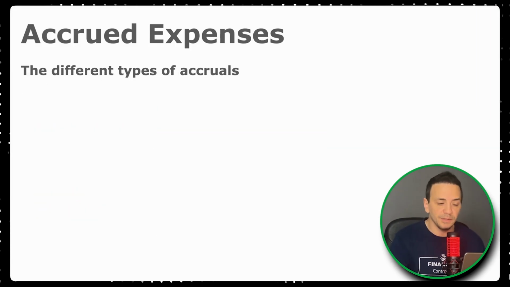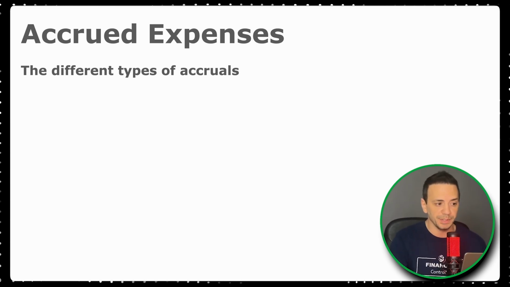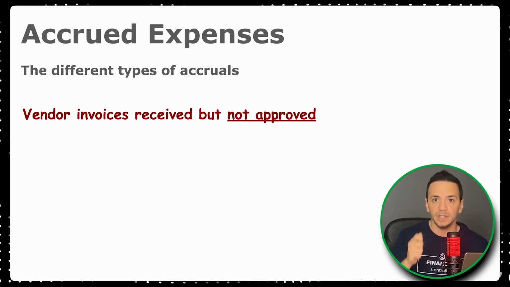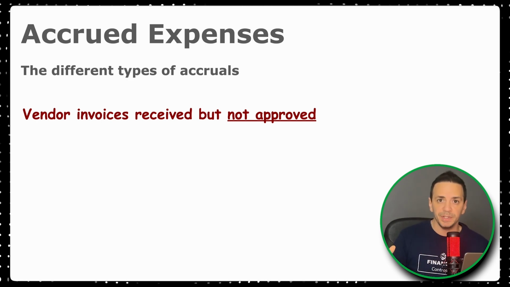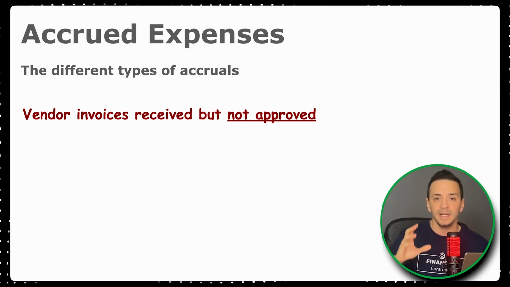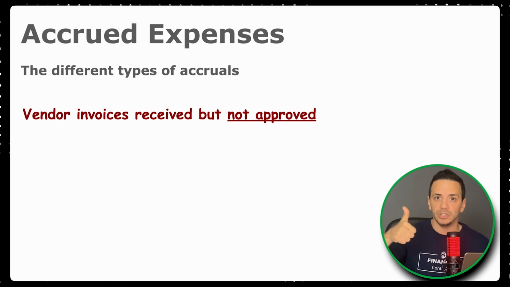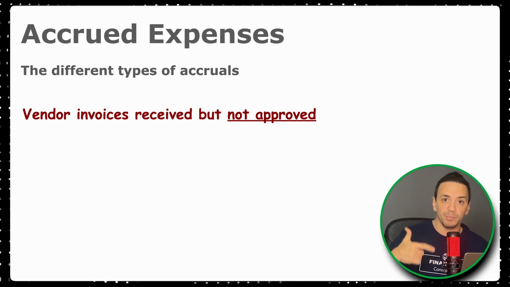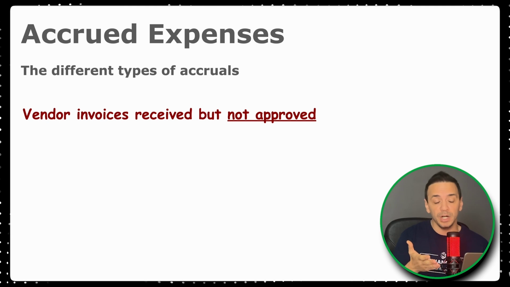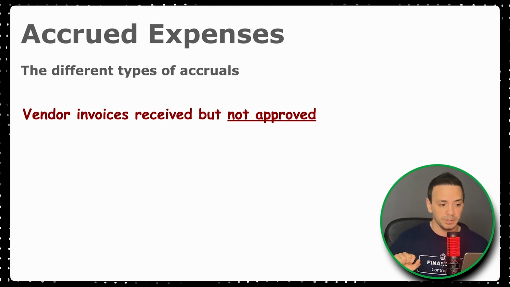Now let's take a look at the different types of accruals that I consider at the end of each financial period. So the first one is going to be for vendor invoices received but not approved. So at the end of each period, I have a bunch of invoices, maybe 10 to 20 invoices that are received from vendors, but I'm still chasing a purchase order or maybe chasing an approval from a manager. So I can't post in the system yet. These need to be accrued in the system to account for the expense while closing the month.